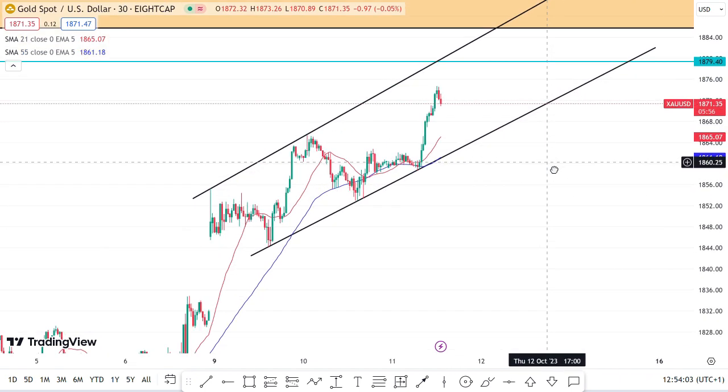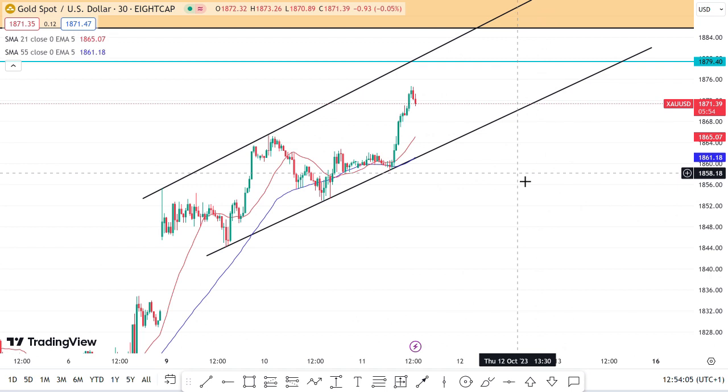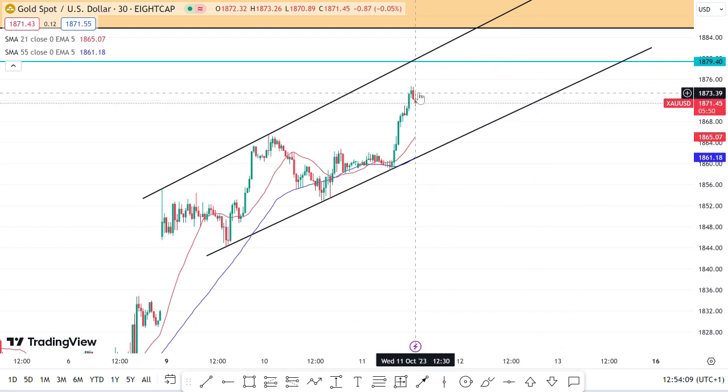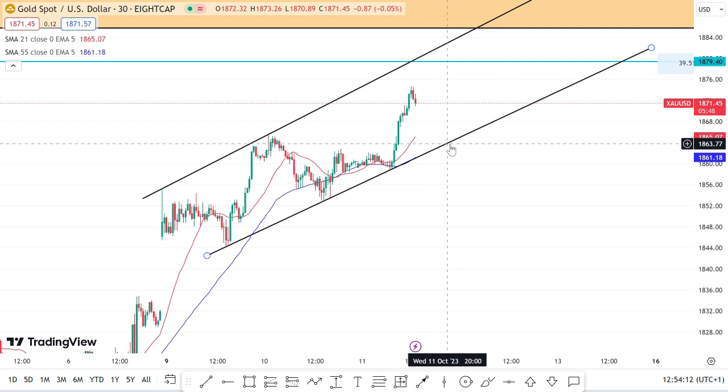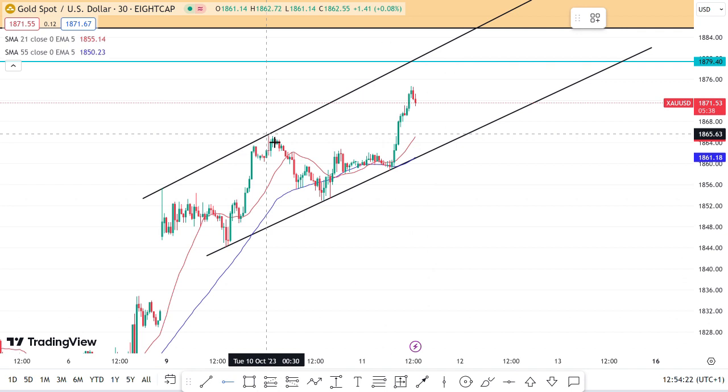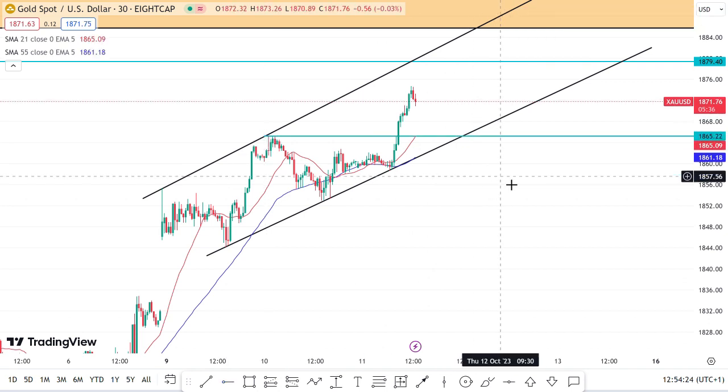But if we have positive news for the dollar, then we are going to see gold coming down maybe to 1865. Within 1865, you might see gold coming back to 1865, somewhere here. You might see gold coming back here to take it to the upside.